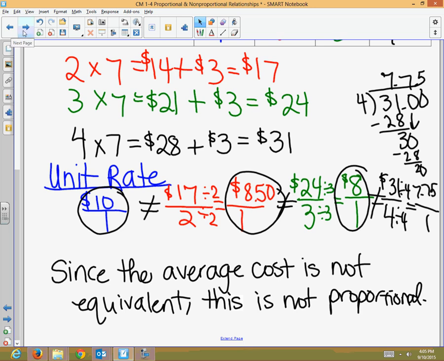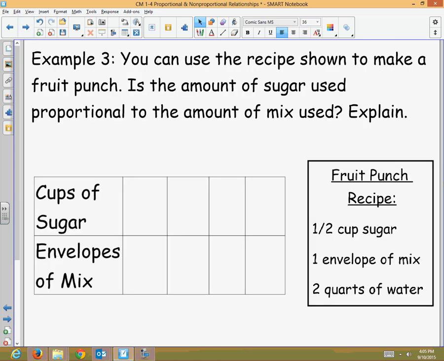Let's try example 3 now. Example 3 is just below on page 35. You can use the recipe shown to make a fruit punch. Is the amount of sugar used proportional to the amount of mix used? Explain. So here's our fruit punch recipe. It calls for half a cup of sugar, 1 envelope of mix, and 2 quarts of water.